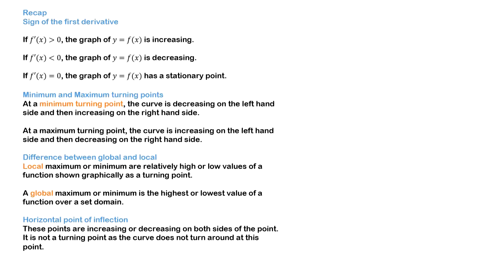Now we didn't see any horizontal points of inflection. We'll cover that later, but it's important to know these are found by also finding the first derivative equals 0. So this is when your curve is increasing and then increasing again, or decreasing, then decreasing again.